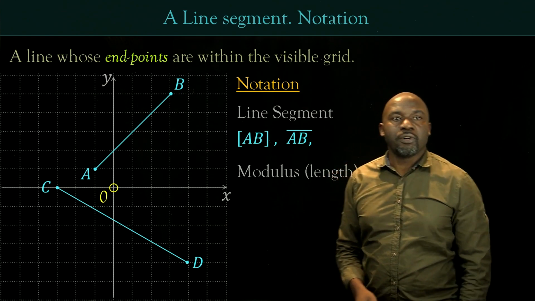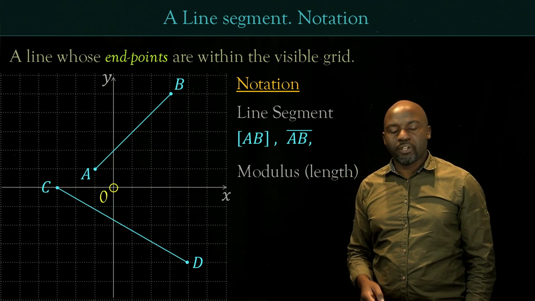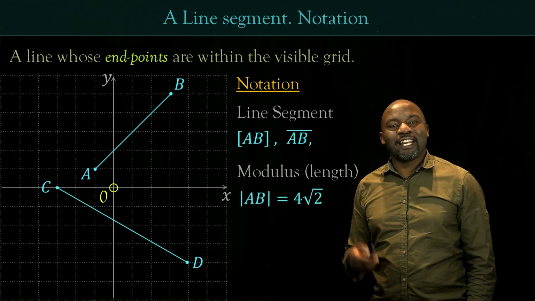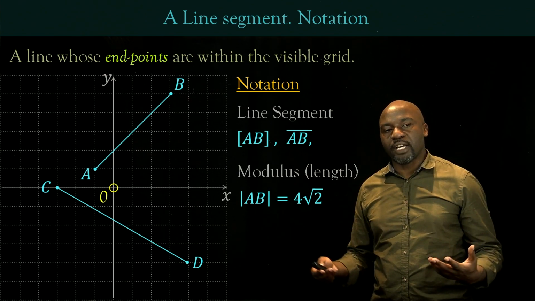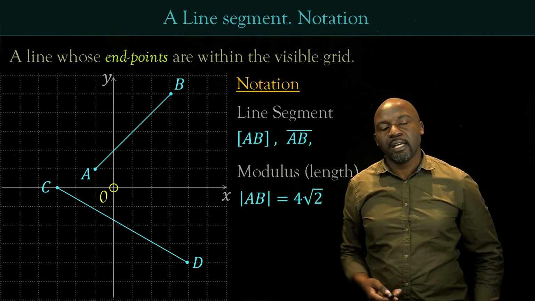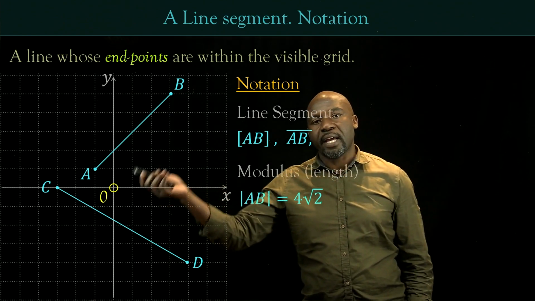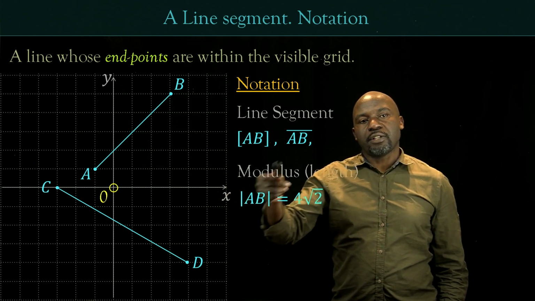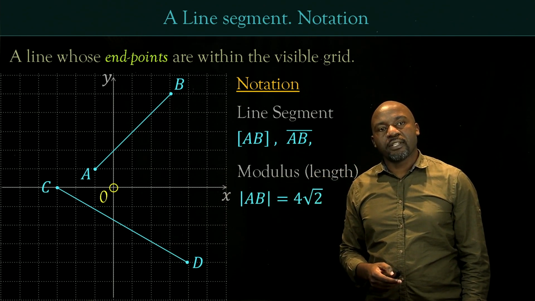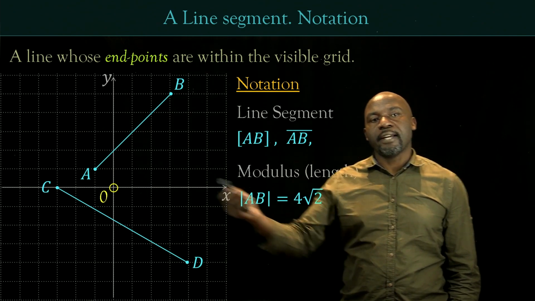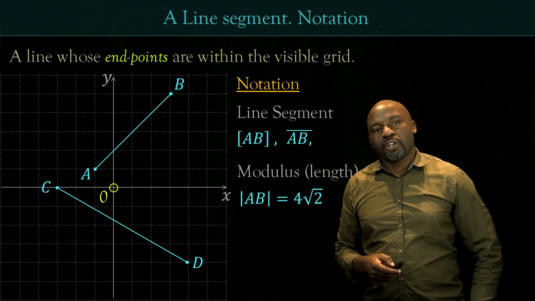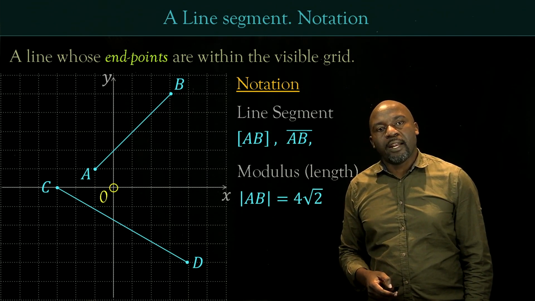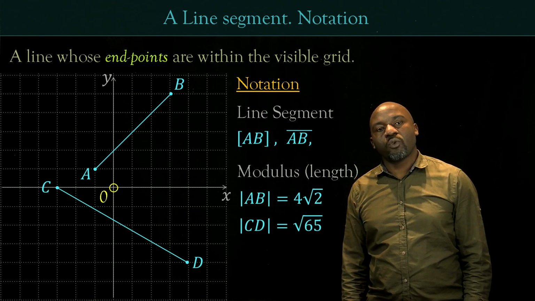Another thing we need to know is how to represent the length, the notation for the length of a line segment. So line AB, if we mean to represent the length of the line rather than just the name of the line, so this is just the name of the line, but if we mean to determine the length, the actual size of that line, then we use those two vertical lines there, which we refer to as the modulus symbol. So the modulus or length of line AB there is 4 root 2, which is approximately 5.6, slightly more than 5.6. The length or the modulus of CD is the square root of 65.